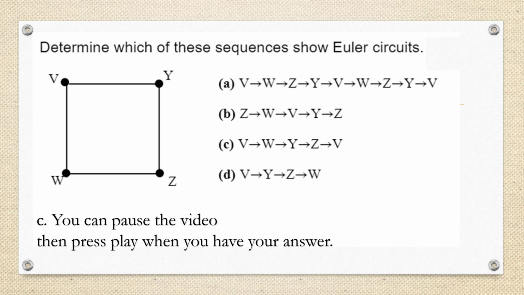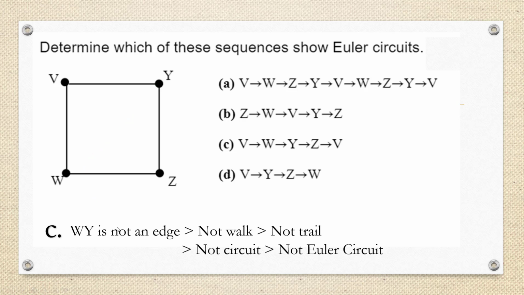All right, try part C. Go ahead and pause the video and press play when you have the answer. So for part C, you can observe that we go from V to W and then from W to Y. And you can actually stop right there because we have a problem. WY is not an edge, so this isn't even a walk, much less a trail or a circuit or an Euler circuit. In order to be any of those things, it has to stay on the graph.